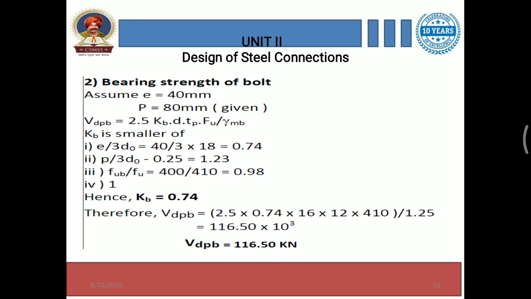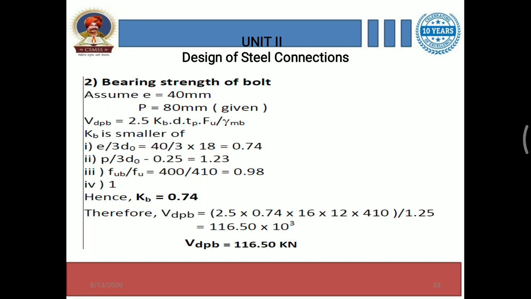we will get 116.5 into 10 to the power 3, and this is in the Newton. Okay, the unit of this is Newton. Just write it in the kilonewton. VDPB is equal to 116.5 kilonewton.